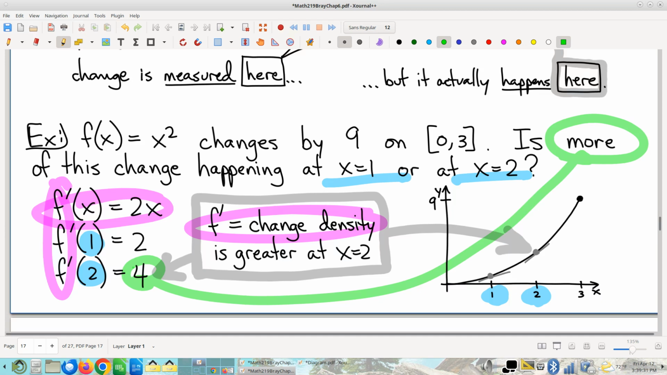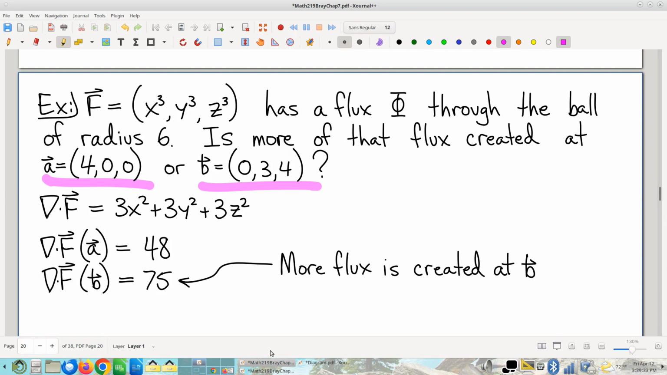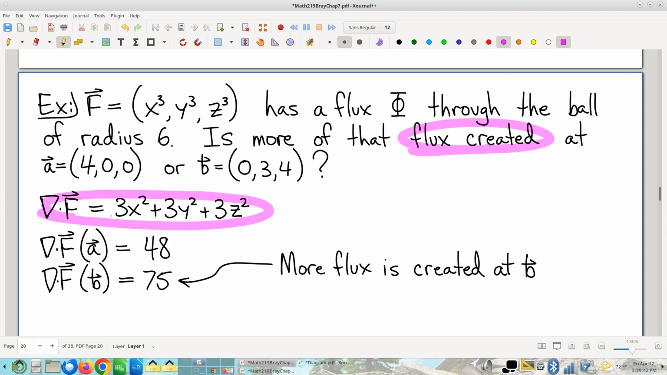Totally analogously, you want to know where the flux is coming from? Where is the flux created? We'll look at flux density, divergence. Make sure you can do this, by the way. Make sure that you can take this vector field, compute its divergence. Remember, it's computed with certain partial derivatives, formula on the previous page. Make sure you're computationally good to go on that. So flux density tells us where the flux is coming from.